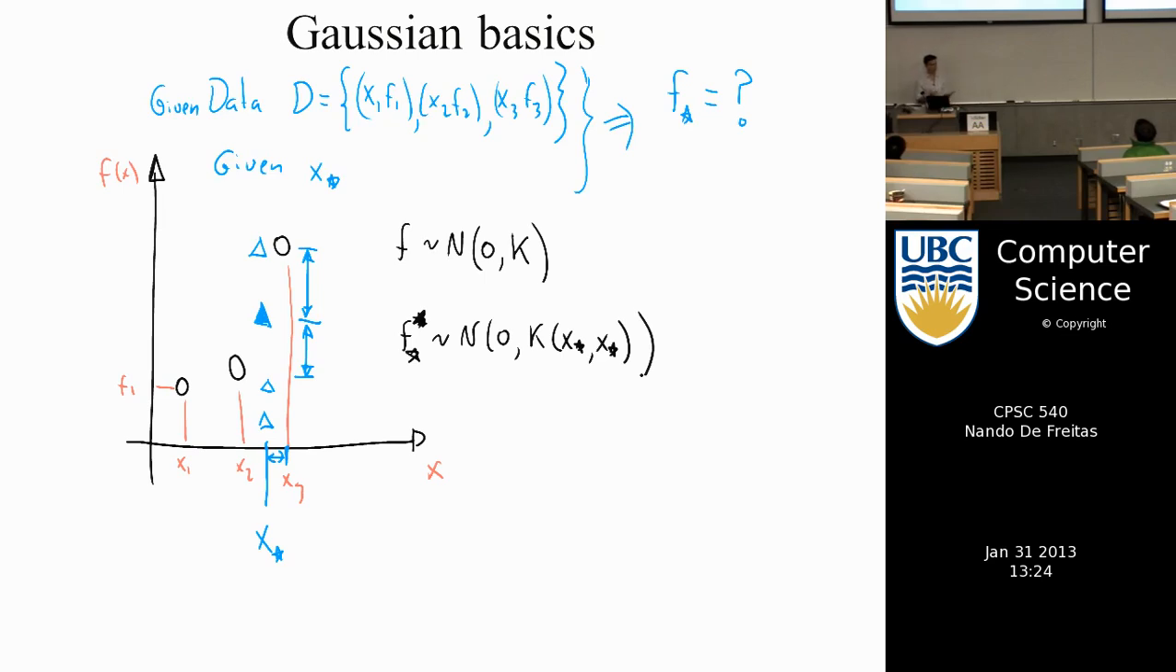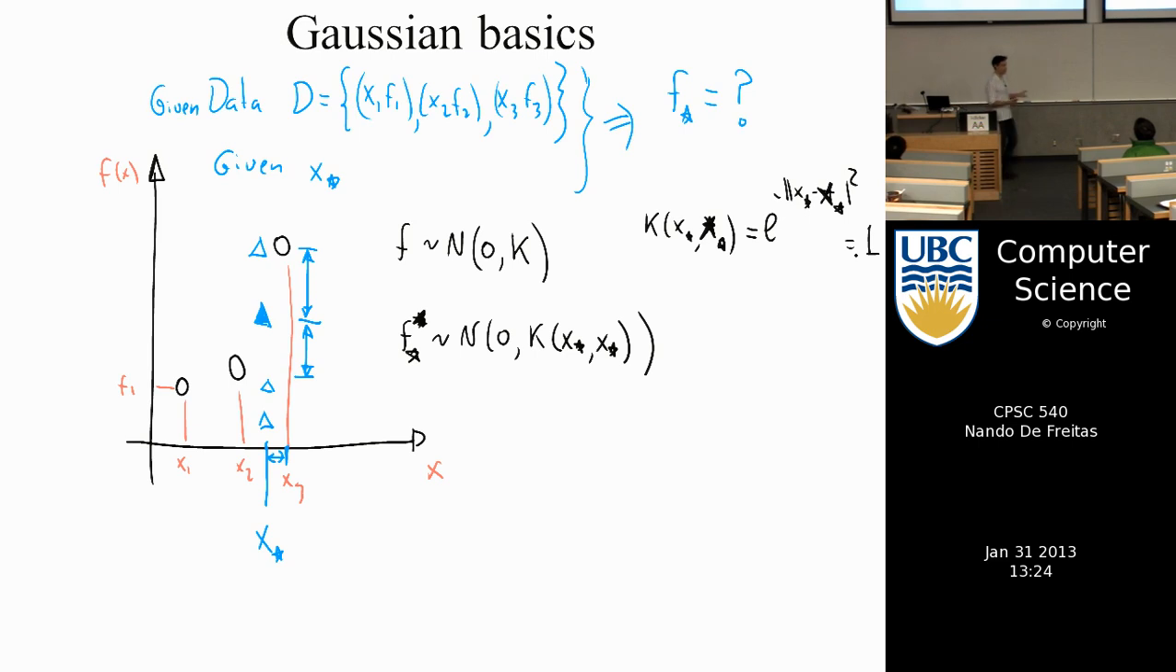It's a self covariance, in other words, the variance. So k(x star, x star) is just equal to e to the minus (x star minus x star) squared, which is really 1, because x star minus x star is 0, and e to the 0 is 1.